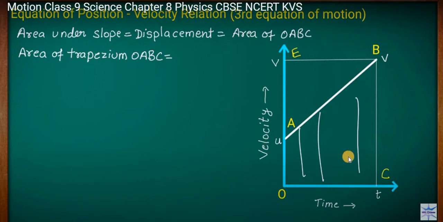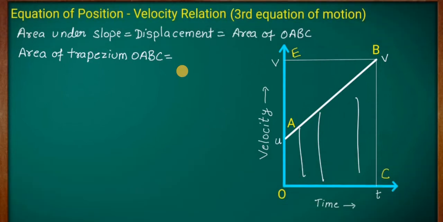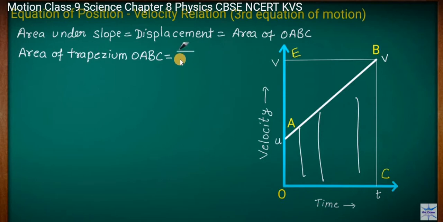This is called the trapezium. So the area of trapezium OABC, the formula is equal to 1 by 2 times the sum of the parallel sides multiplied by the altitude. Here BC and OA are the parallel sides. So we have to add them: OA plus BC.